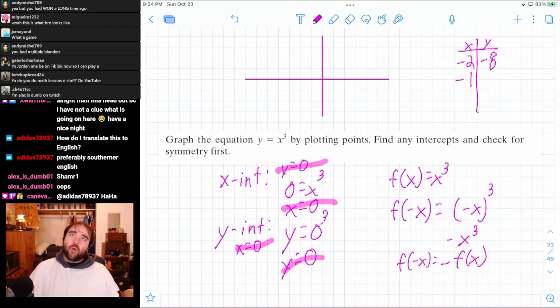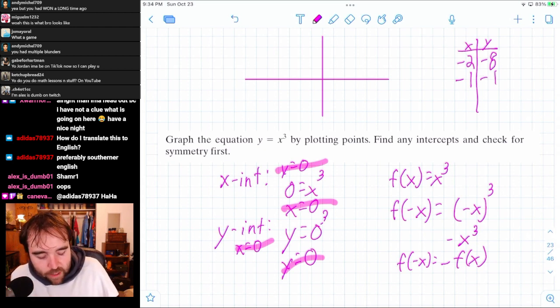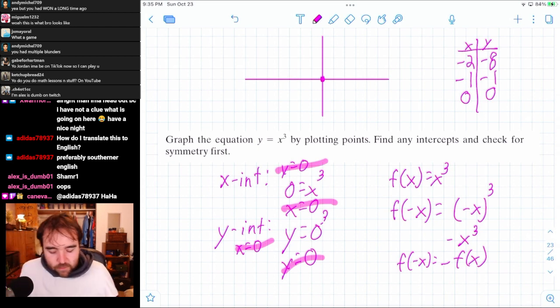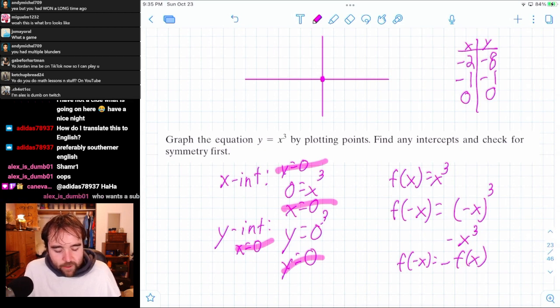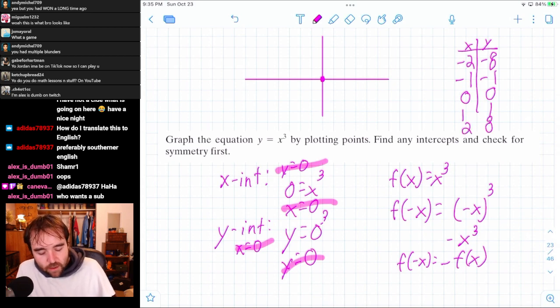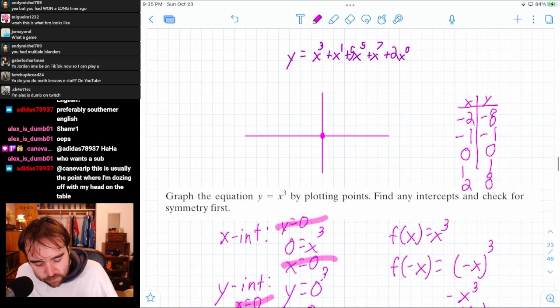Keep going, negative 1. Negative 1 times negative 1 is positive 1. Positive 1 times negative 1 is negative 1. So we plug in negative 1 and we get negative 1. 0 cubed is 0. We've already done that. That's our x-intercept and our y-intercept, actually, so we might as well plot that point. We already found our intercepts. And then positive 1. Well, positive 1 cubed is 1. 2 cubed is 8. And so those are the points we can use.